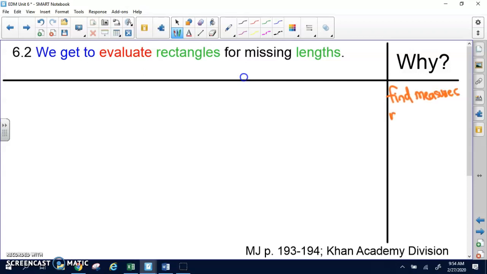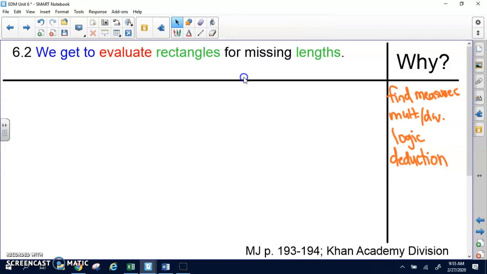Find measures. We're working on multiplication and division. I like that. Okay, and there's a mathematical reasoning. We're using logic, and the logic is called deduction. Deduction means you know something and you use clues and you narrow it down and find what the answer is. Okay, so that power of logic is that you're using the clues as well. So this is what something like this looks like.